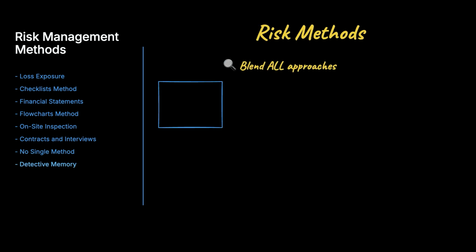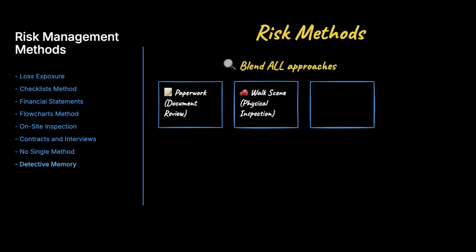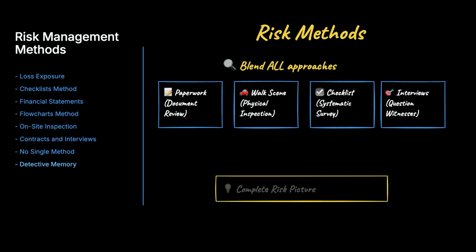To remember the methods, picture a detective gathering clues from every direction. She reads the paperwork, walks the scene, fills out her checklist, and questions the witnesses, because relying on only one source would leave dangerous gaps. That single image keeps the methods connected and reminds you why a thorough risk manager always blends approaches.